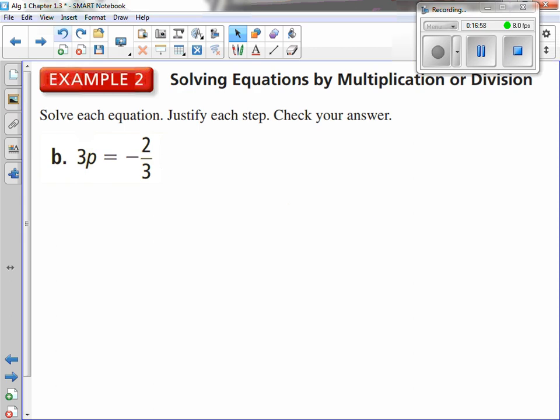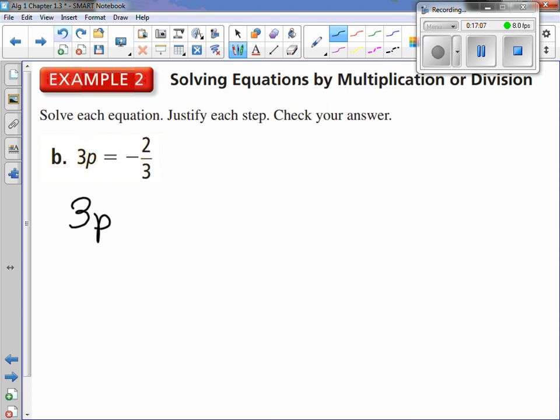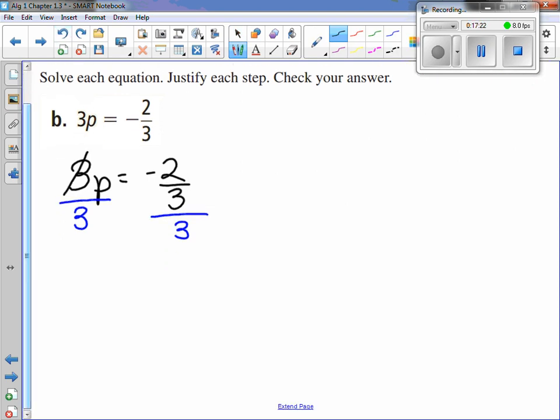So we're looking at another one of these here. Solve each equation, justify each step, and check your answer. So here, 3p is equal to -2/3. To get p by itself, we're going to divide both sides by 3. Well, 3 over 3 simplifies, leaving us with p is equal to -2/3 divided by 3.